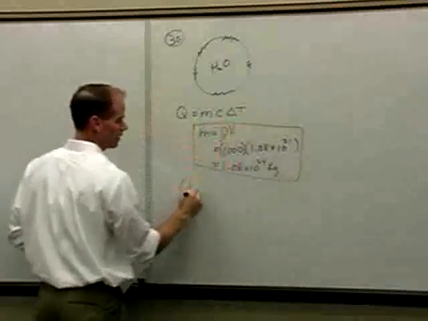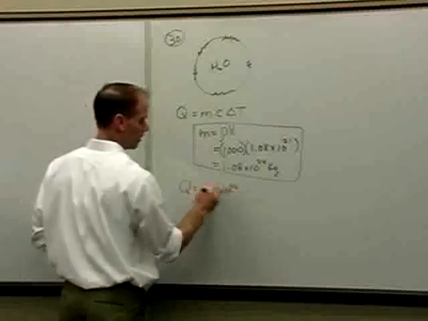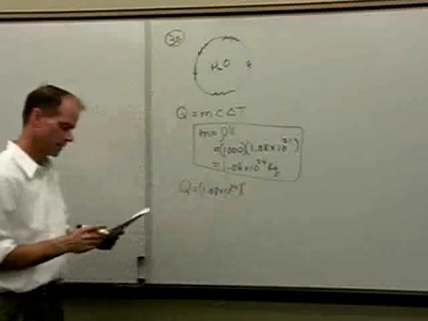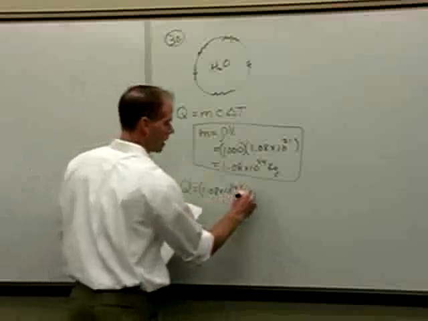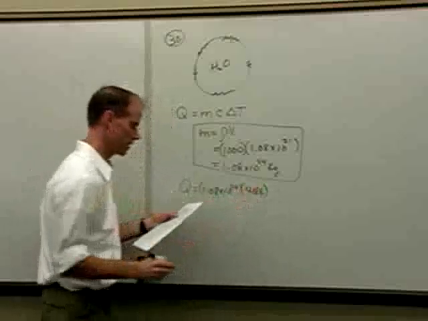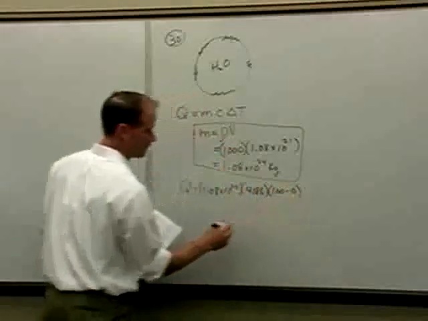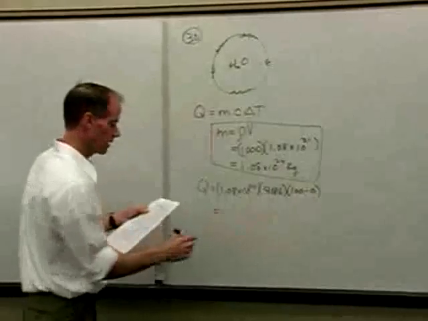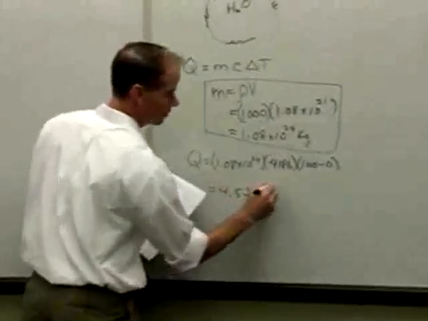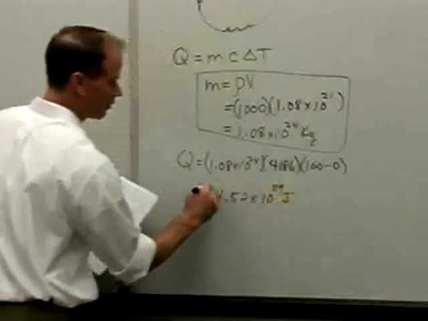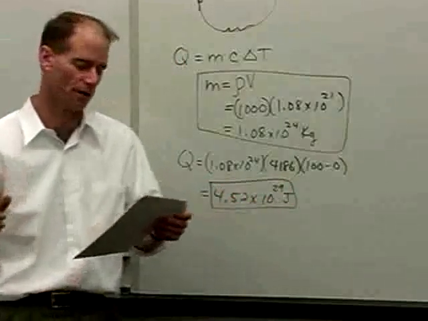So now our heat is going to be the mass, which is 1.08 times 10 to the 24, times the specific heat of water, which is 4,186 joules per kilogram, times the change in temperature, which will be 100 minus 0. And this will give me 4.52 times 10 to the 29 joules. That's how much energy would be required to change the temperature of the Earth from 0 to 100.